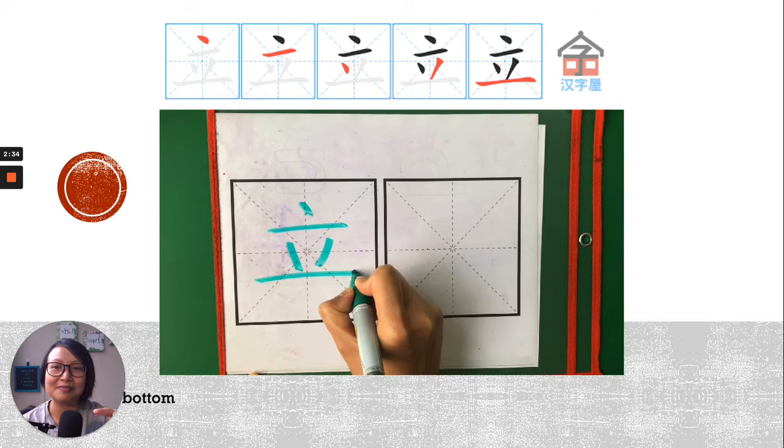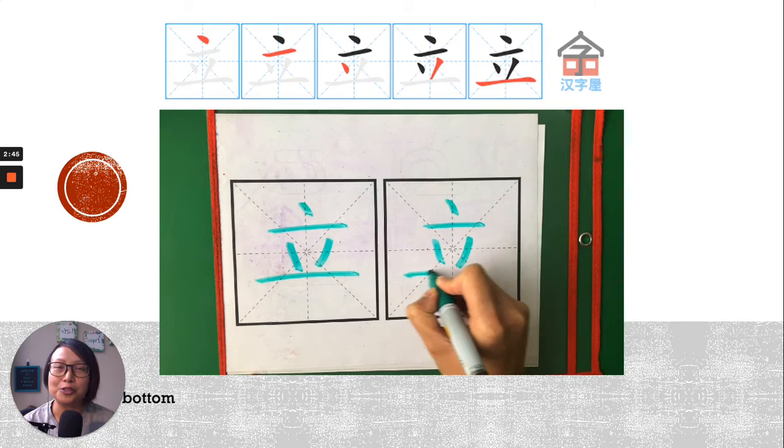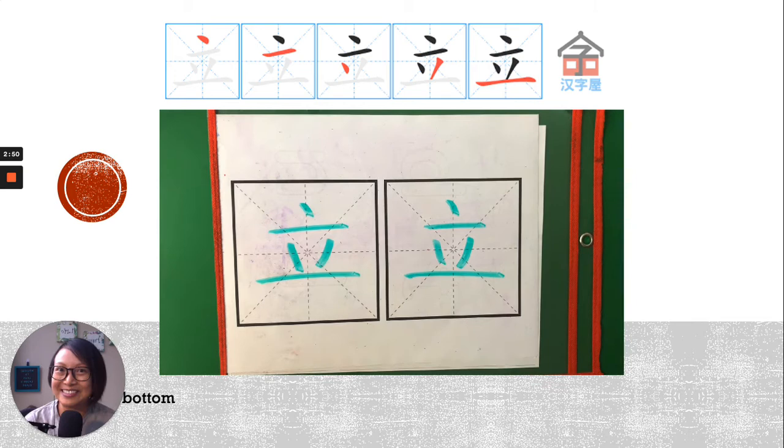Let's see me writing it one more time. So we go all the way from the top to the bottom. This is a very simple rule to write the word correctly. So this is the first rule. Easy, right? Let's take a look at the next rule.